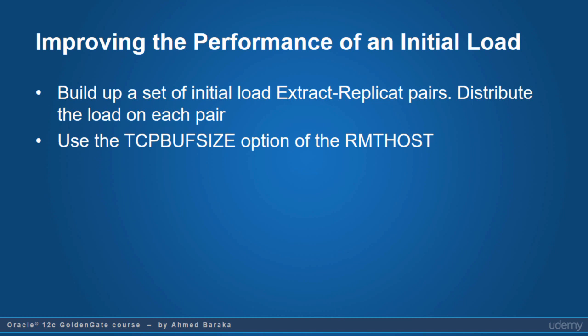Besides selecting the right method for initial load, you can follow these tips for improving the performance of an initial load for large databases. Create a set of initial load extracts and initial load replicats, and let them run in parallel so that each pair takes care of loading a subset of your data. Another idea to enhance the initial load performance is to use the TCPBUFSIZE option in the RMTHOST parameter.